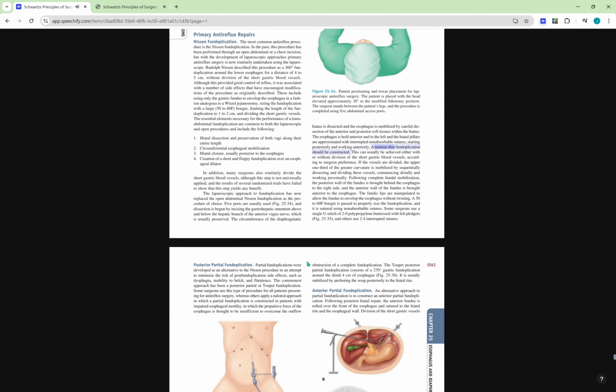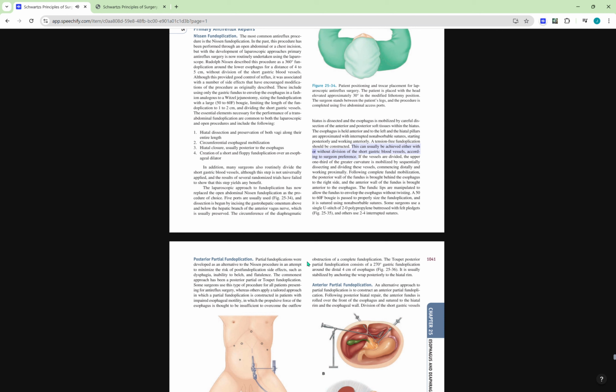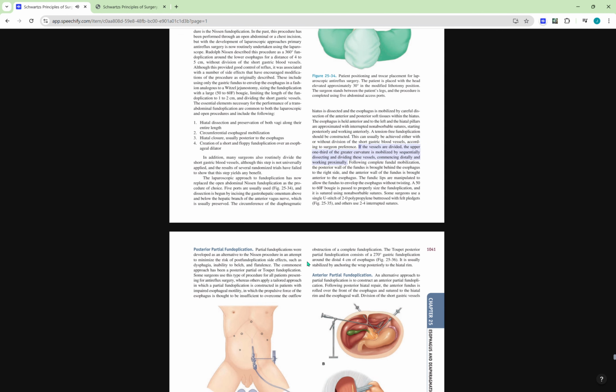A tension-free fundoplication should be constructed. This can usually be achieved either with or without division of the short gastric blood vessels according to surgeon preference. If the vessels are divided, the upper one-third of the greater curvature is mobilized by sequentially dissecting and dividing these vessels, commencing distally and working proximally.